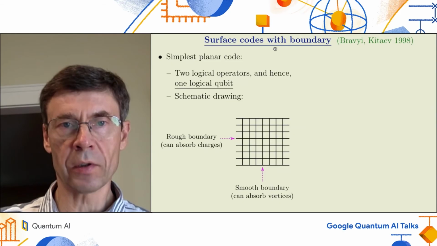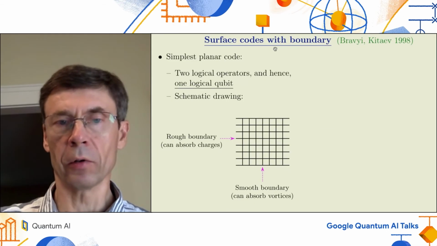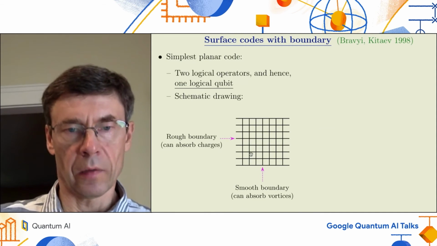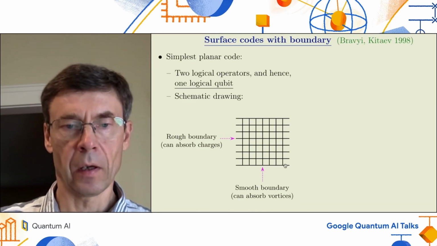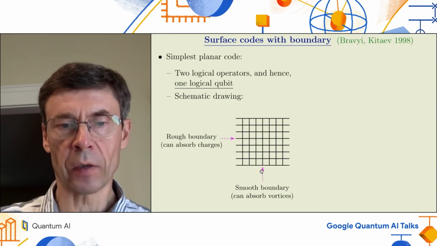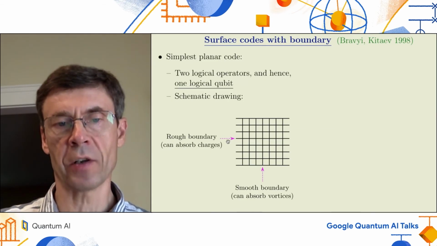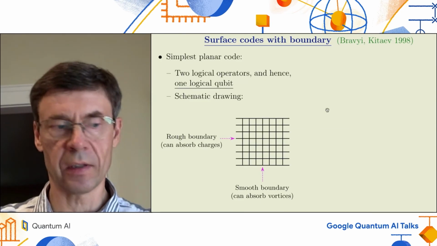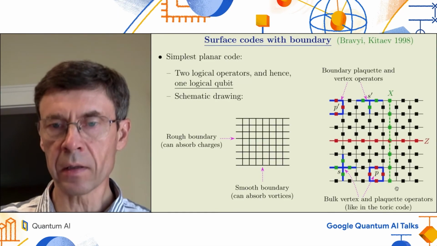Now, surface codes are easier to implement if they are planar. The simplest planar code, as opposed to the toric code, is defined on a square. This is a schematic drawing. There are two boundaries. The bottom and the top are smooth, and the sides are rough. A smooth boundary can absorb vortices. We can run a vortex and produce a logical sigma x, and rough boundaries absorb charges. We can run a charge from the left to the right and produce a logical sigma z. These are the logical operators.